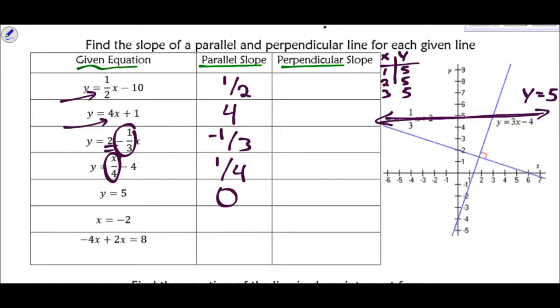X equals negative 2. I'm going to graph that on that same picture. X equals negative 2. That's the opposite. That has a slope that goes straight up and down, which we actually can't define. That's an undefined slope.